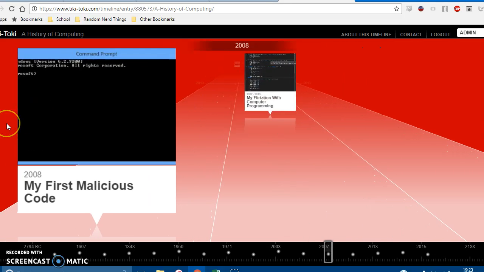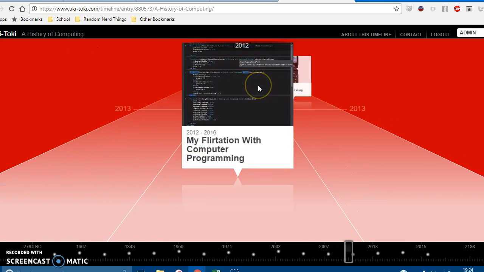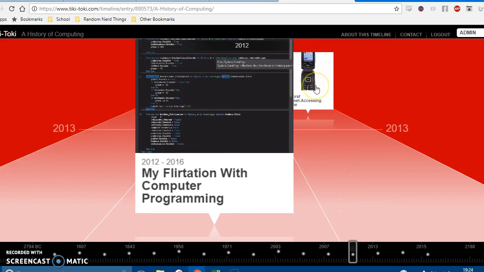My first malicious code, sending a message to the entire school using a command prompt. Oof. My flirtation with computer programming, I spent 4 years under the delusion that I'd want to be a computer programmer for the rest of my life, and I failed out of physics and calculus in order to make that fail.